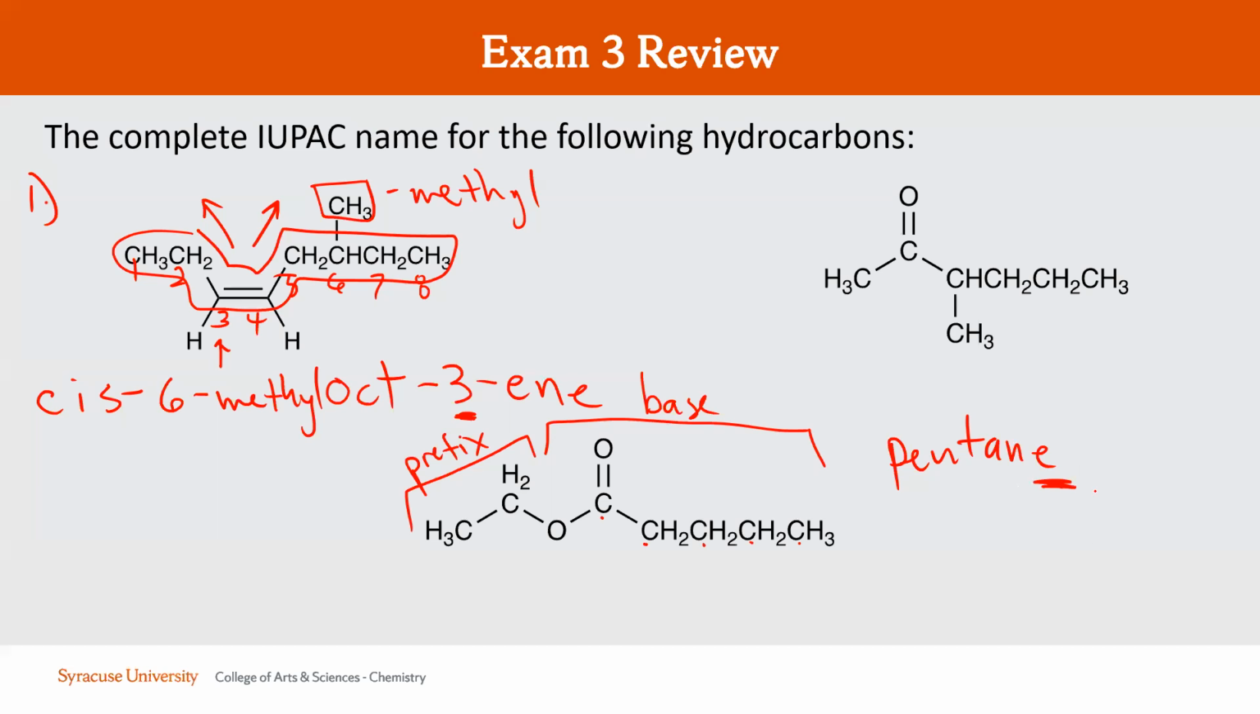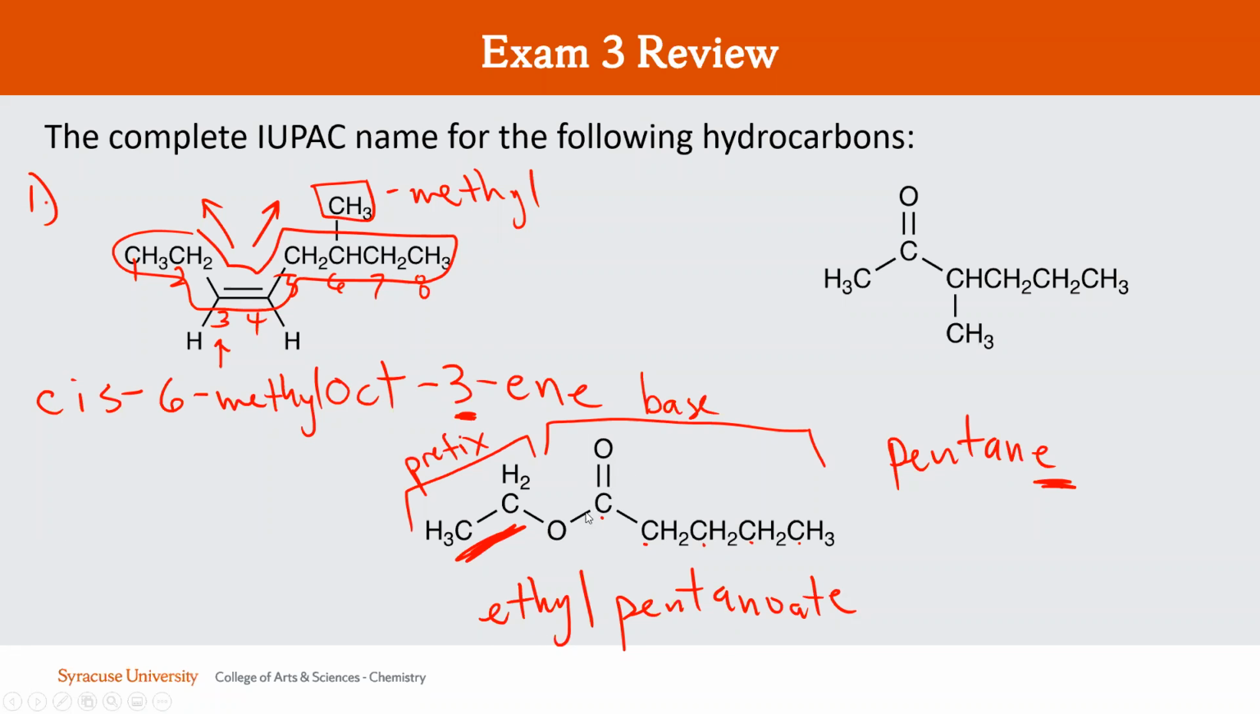But what ending do we use to indicate we have an ester present? OH, yeah. So the base name would be pentanoate. And then our prefix comes from these 2 carbons right here. So what would our prefix be? Yeah, the prefix would be ethyl pentanoate. 5 carbons in the base, and that's the ester side of it.